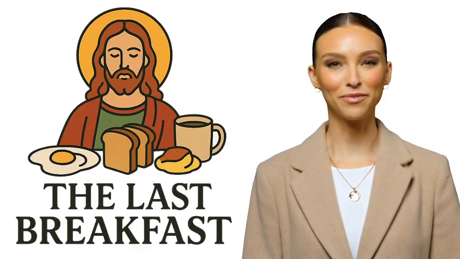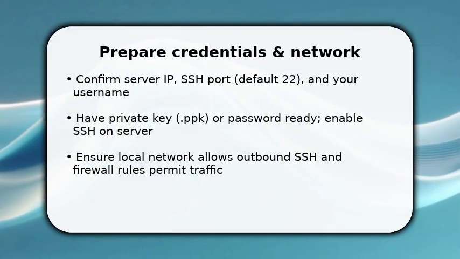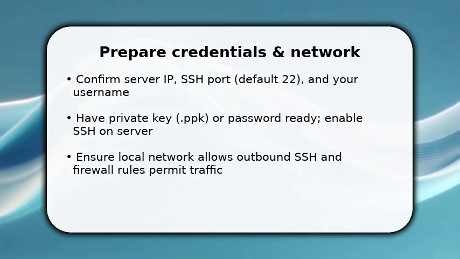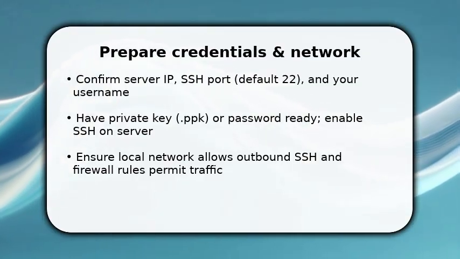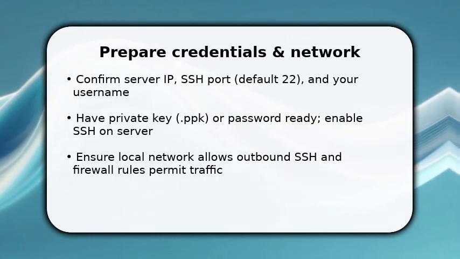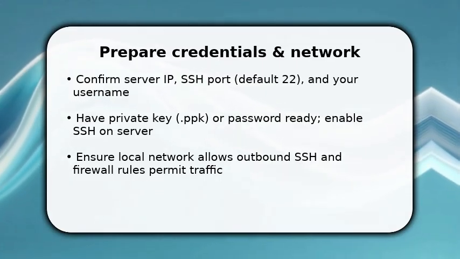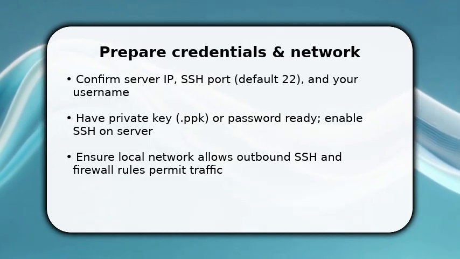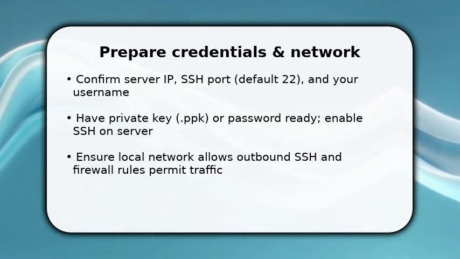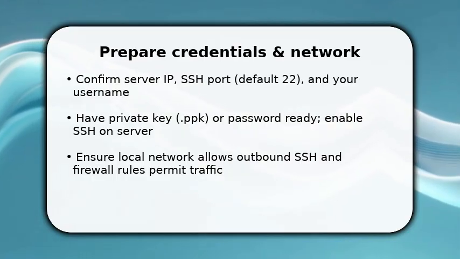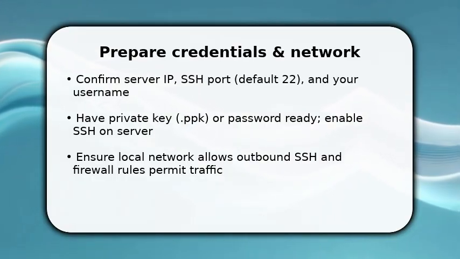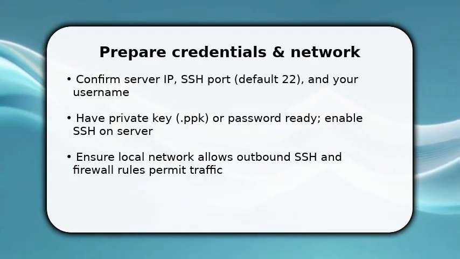Please enjoy the video. You start by assembling what you need: server IP, SSH port, and credentials. Open PuTTY now, set host name to the IP and port to the server SSH port. If you have a key, go to Connection > SSH > Auth and load your PPK private key. If not, prepare your password. Double-check the username you'll use after connection opens.